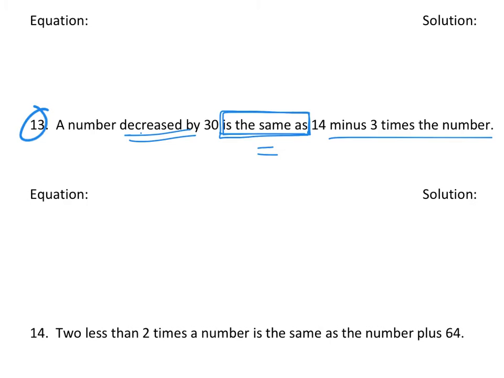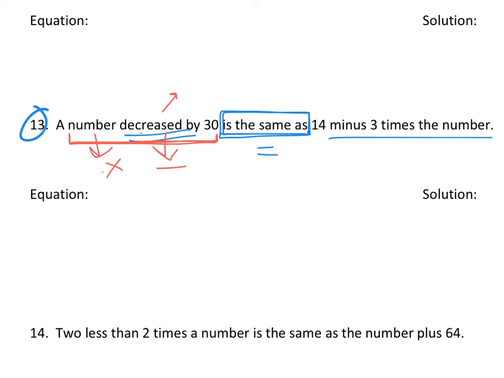So on the first side over here, we have a number decreased by 30. So a number is what we don't know. You can use any variable you want to. I normally use x. Maybe if you've learned this before, you use n for number. It doesn't matter. But a number, that's what we're trying to find. So that's our variable x. What does decreased mean we're doing?